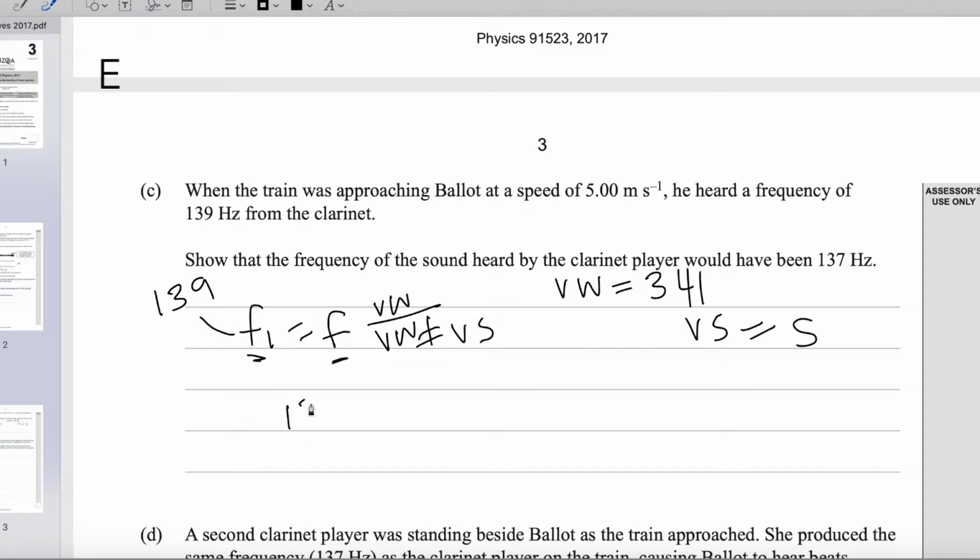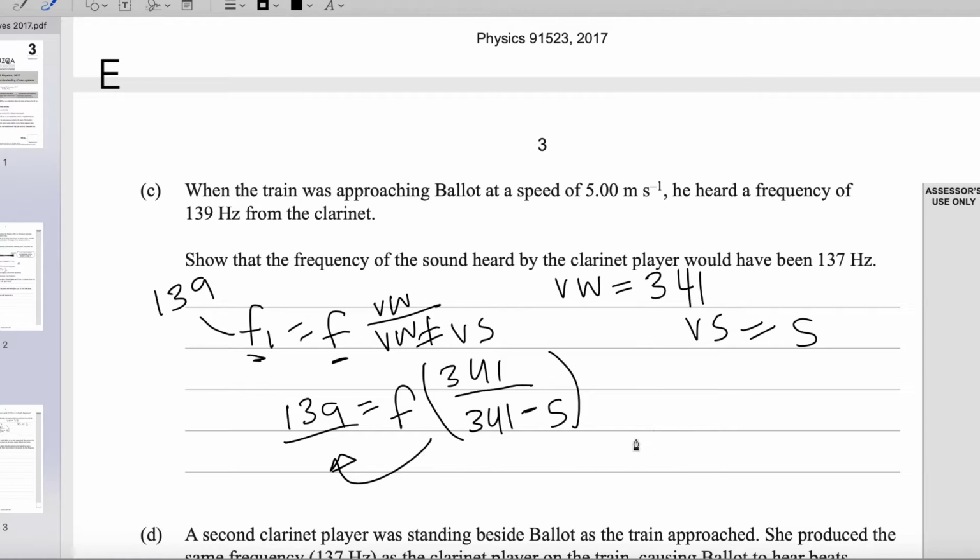So 139 equals F, and then it's going to be 137 when we figure it out, but I'll just leave it as F. And then it's going to be 341 over 341 minus 5. And then you just got to isolate F by itself, and you should get your F as what it states, 137 hertz to 3 significant figures.